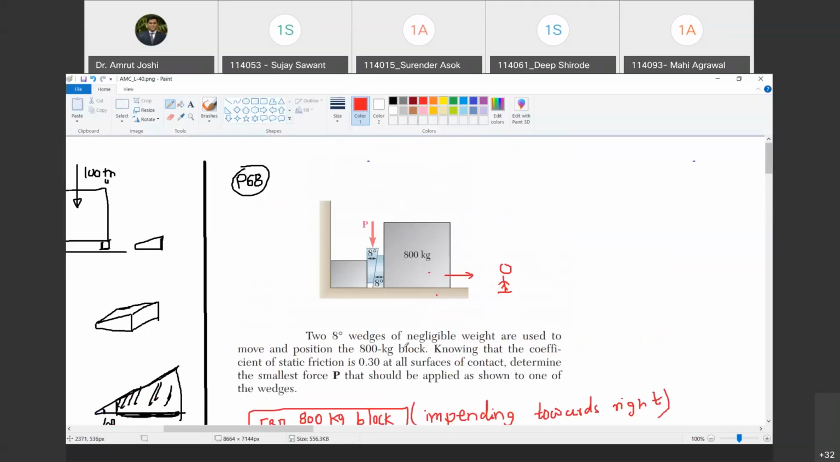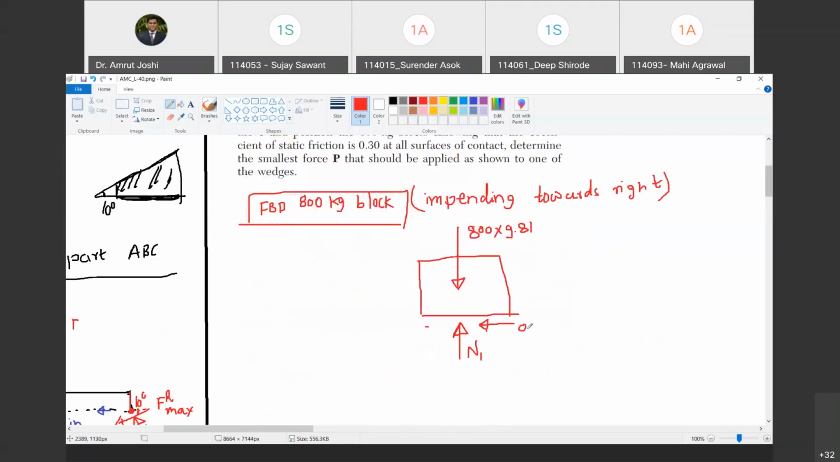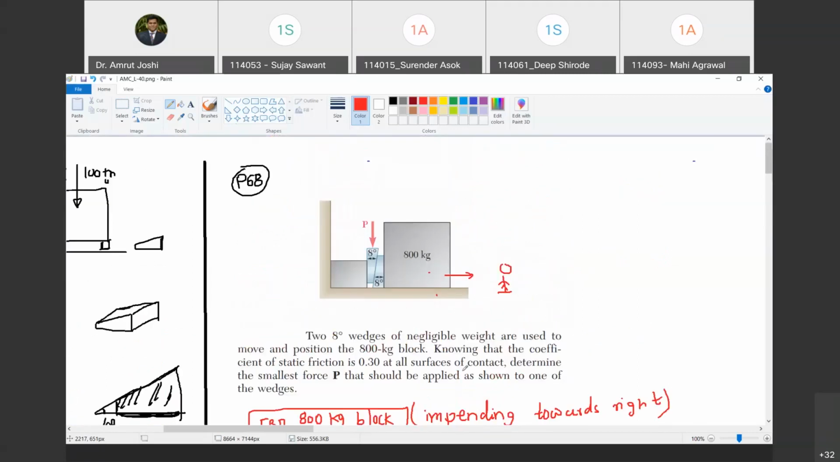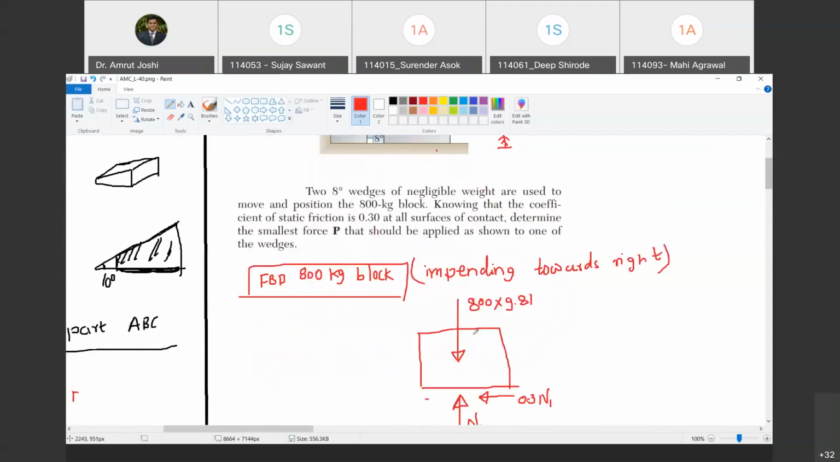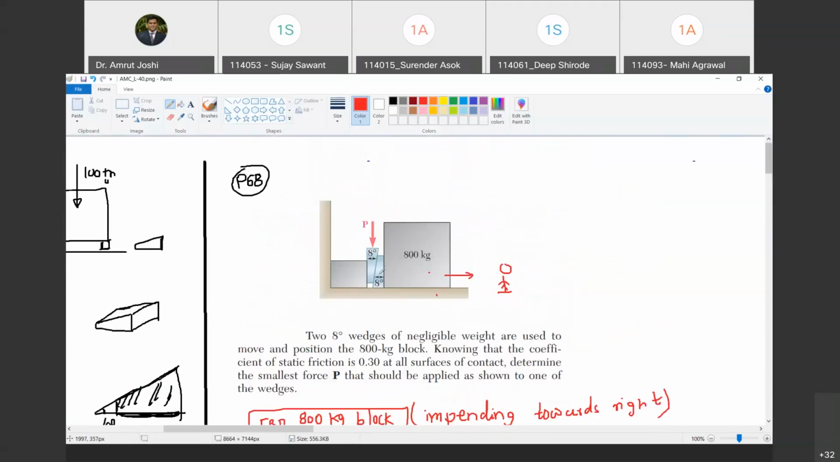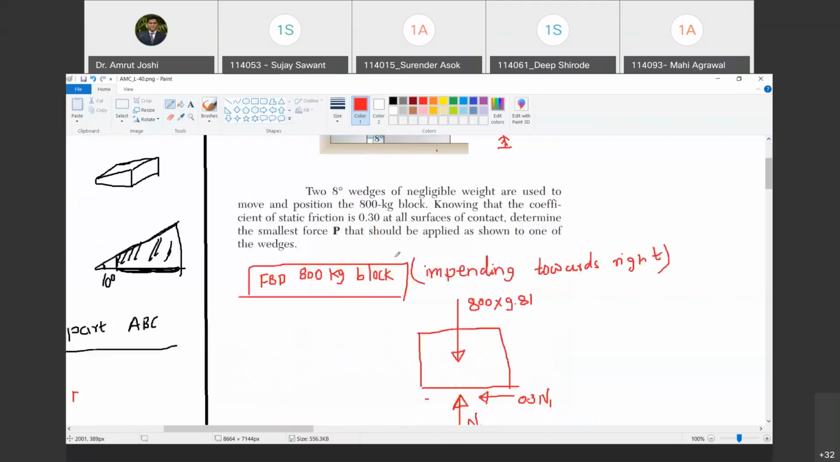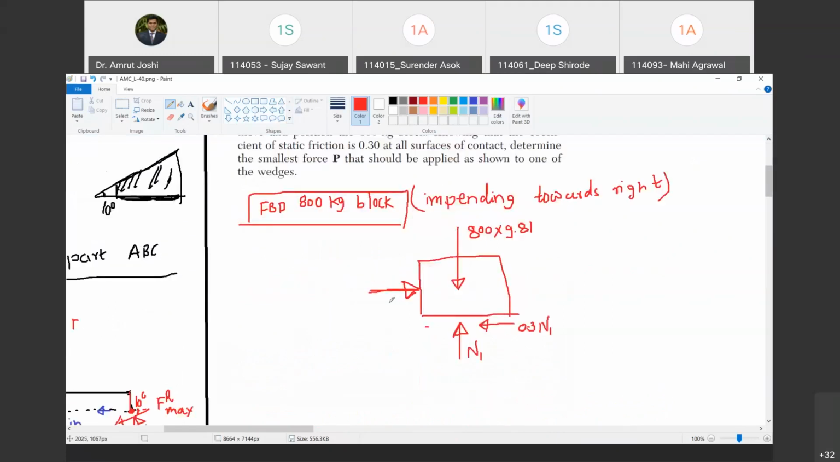And how much it will be? It will be 0.3 times N1. Do you agree with me? Yes, sir. Okay. Is this free body diagram complete? No, sir. We have to now also look at this wedge. Are you with me? Yes, sir. So what this wedge must be doing on this block? It must be offering a normal reaction here. Happy? Yes, sir. And that normal reaction, I am going to call it as N2.